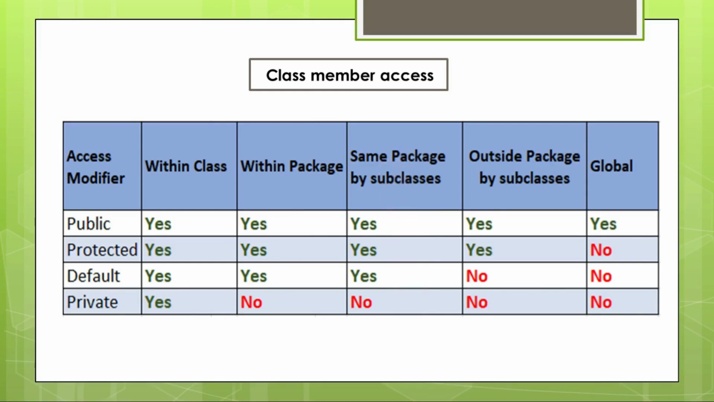A class that belongs to outside the package and a class that belongs to inside the package. And outside the package, if somebody wants to access this, there should be some relation, inheritance kind of thing. So here let us understand the same package by subclasses. There is no restriction other than private. It is just like within the package. I'll tell you with an example.